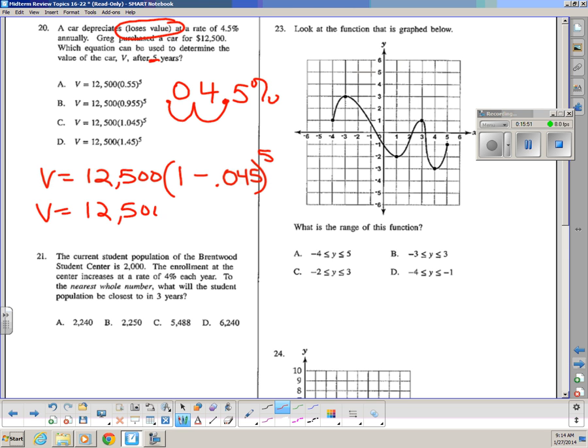V is 12,500 times 1 minus 0.045, which is 0.955. As you see, the choices didn't have it as a subtraction. They actually simplified this, and choice B is the answer.